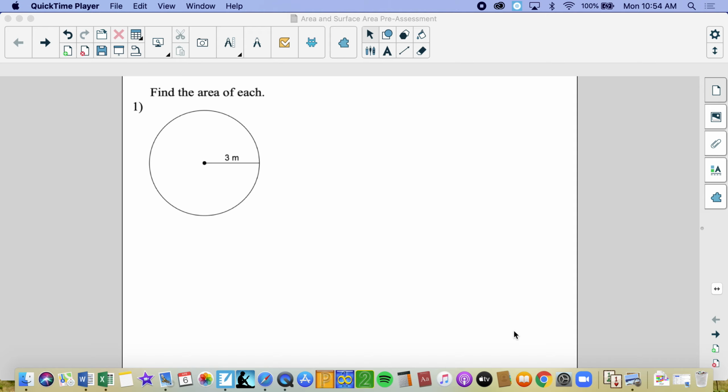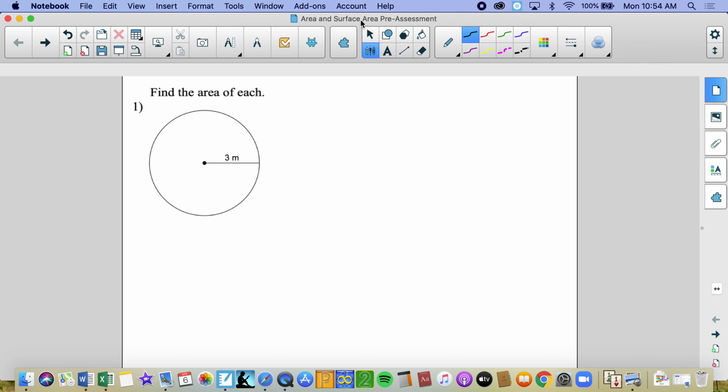This is the explanation for area and surface area, the pre-assessment. So we're going to go over how to go through each of the problems after you've graded it. You shouldn't be watching this video until after you've taken the pre-assessment and submitted your score.